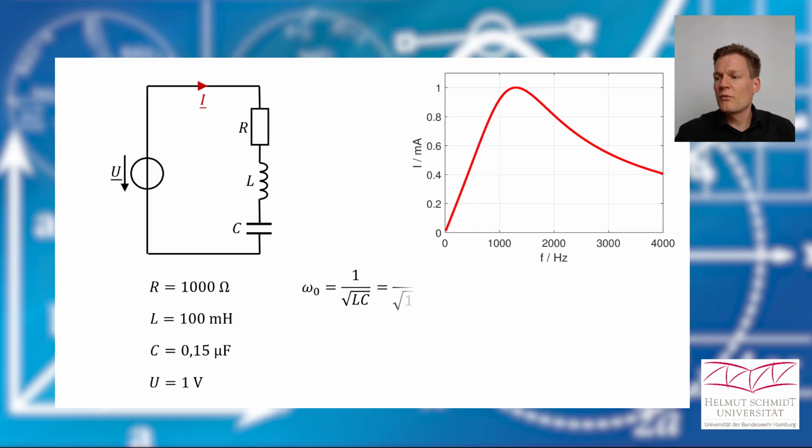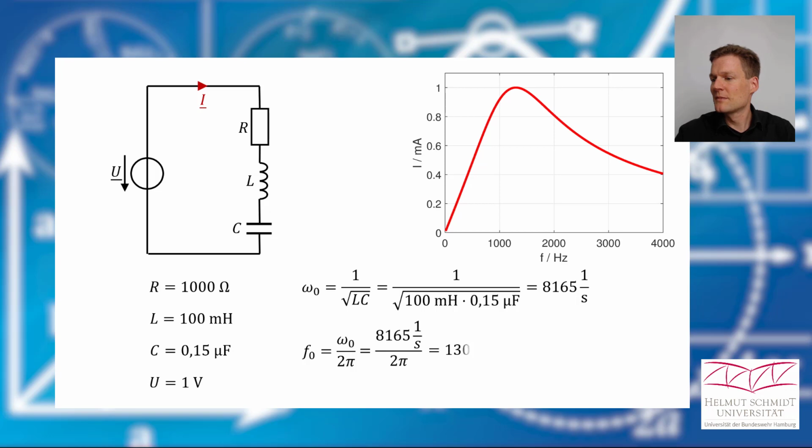With our number values given here, this leads us to this angular frequency. And if we want to express this with the frequency in hertz, we have to divide the result by 2 pi, and this leads to a frequency of 1300 hertz. And you see it here also in our picture.